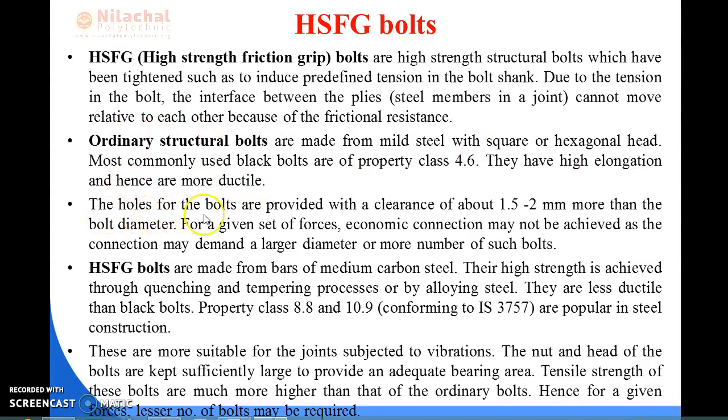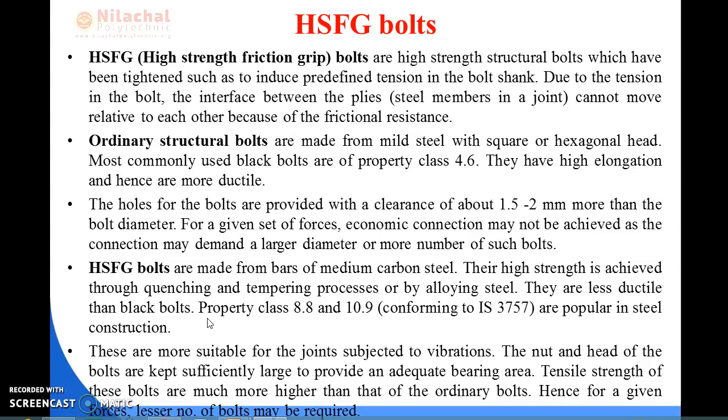The holes for the bolts are provided with a clearance of about 1.5 to 2 mm more than the bolt diameter. Okay. For a given set of forces, an economic connection may not be achieved, as the connection may demand a larger diameter or a greater number of such bolts.